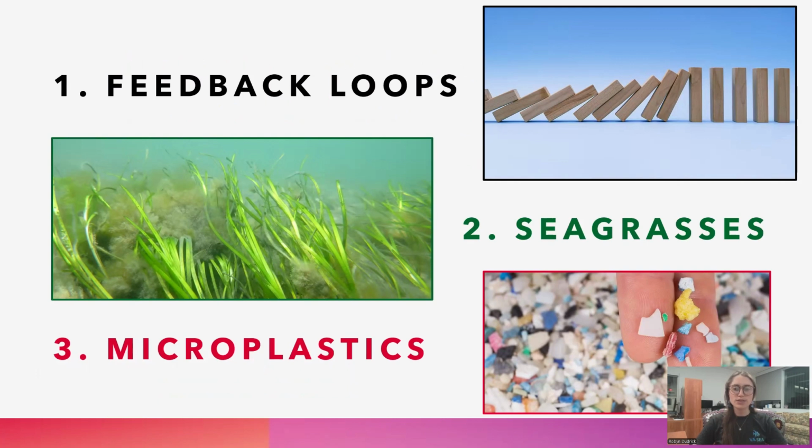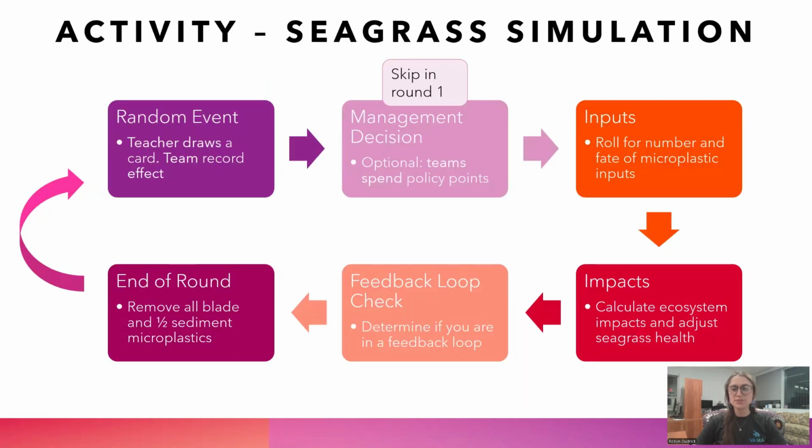In the included PowerPoint slides, the concept of a feedback loop is first introduced. Next, there's background on seagrass meadows and ecosystem components, such as abiotic and biotic factors, followed by an introduction to microplastics, including what they are, how they get to the environment, and why we should care. Finally, a detailed definition of feedback loops is given and the activity is introduced.